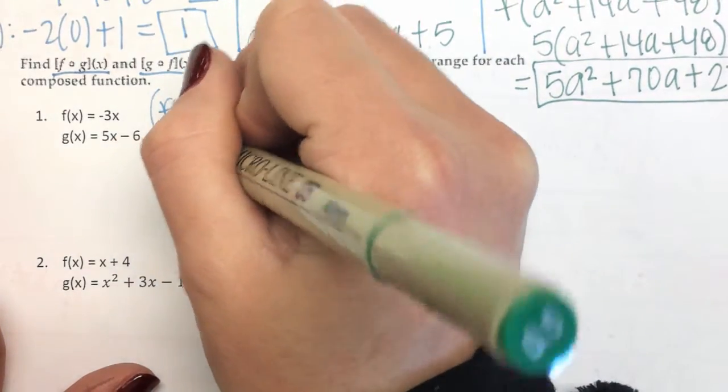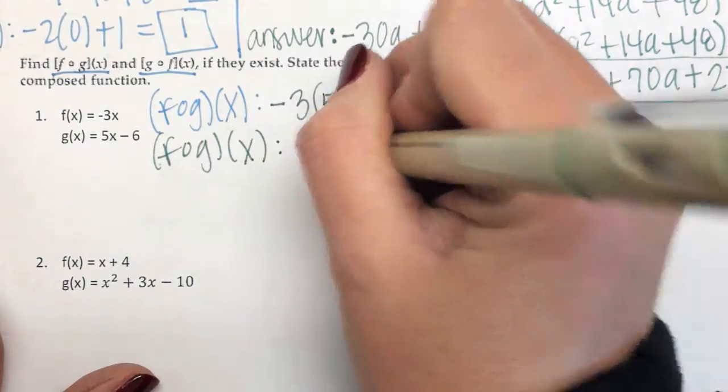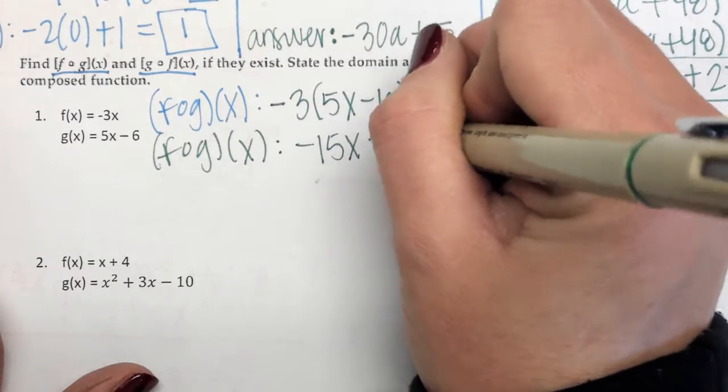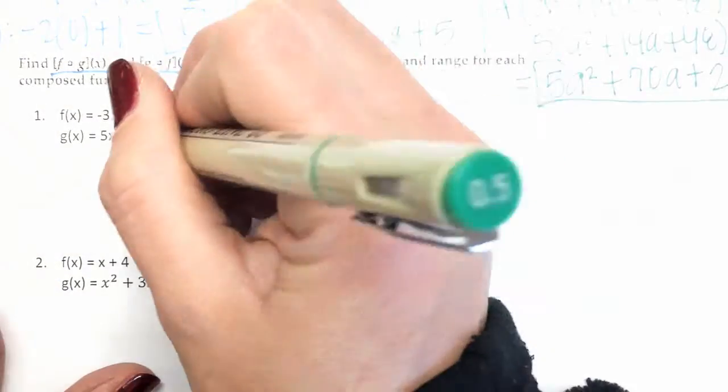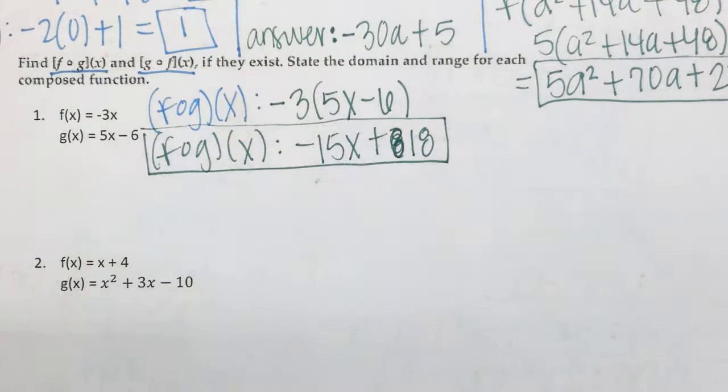So f of g of x is what? Very good. That. 18. Yeah, I heard you, Tony. Negative 15x plus 18. Questions about that one?